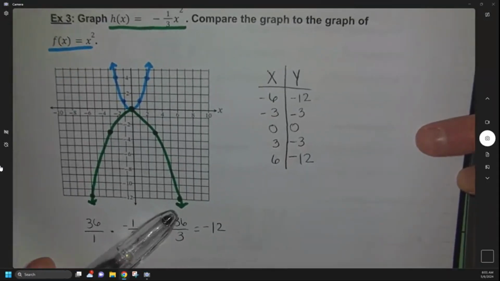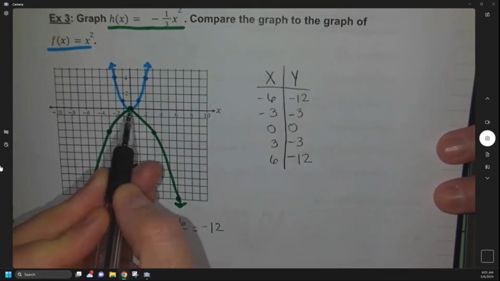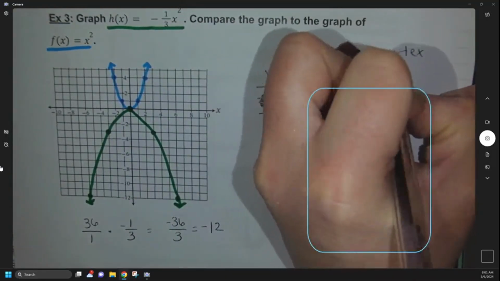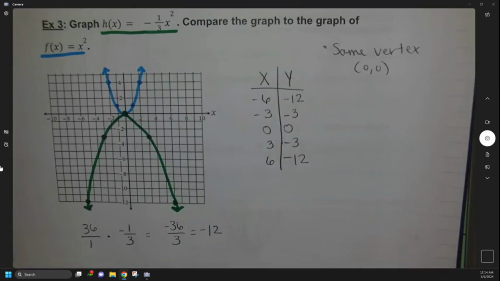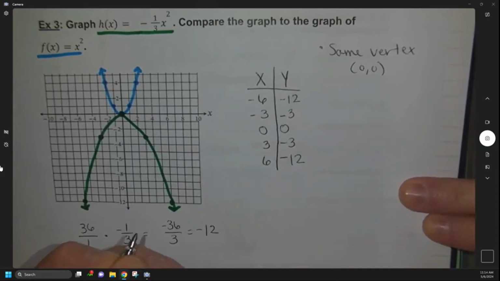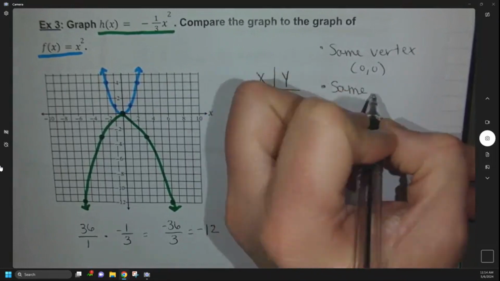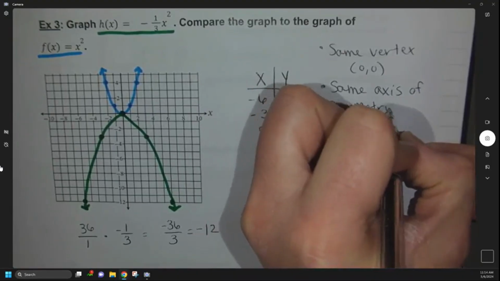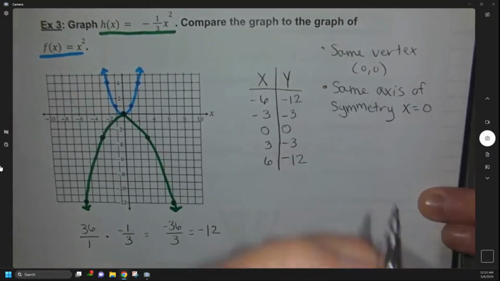All right, so comparing these right off the bat, I notice some differences. But let's start with some things that might be the same. I noticed that they do have the same vertex. And the vertex, again, is 0, 0. It won't always be that, but for these ones it is. I know that they have the same axis of symmetry. It goes right here where it can fold onto itself. So that would be x equals 0 for that axis.